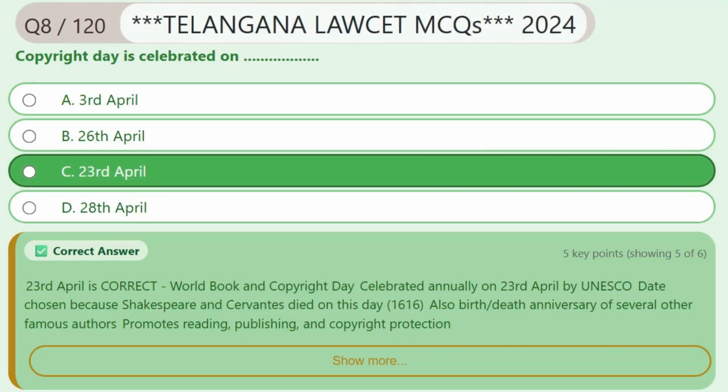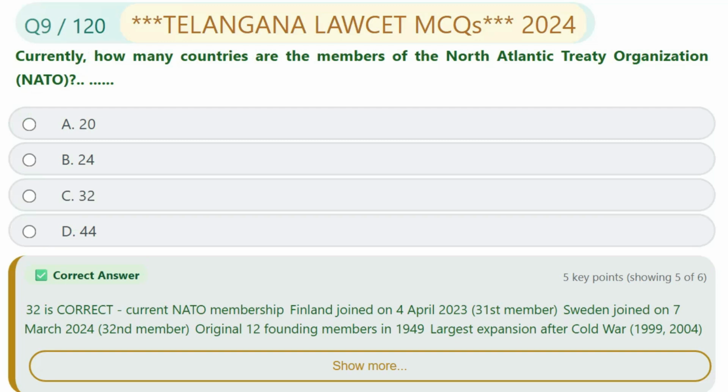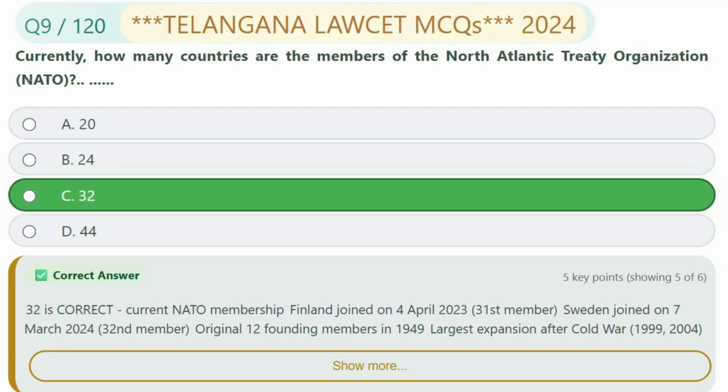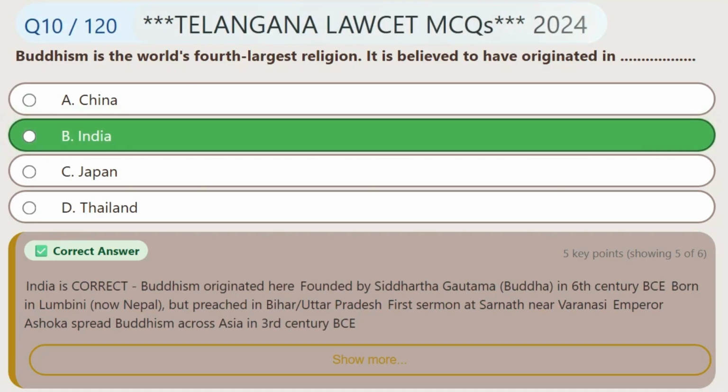Copyright Day is celebrated on April 23rd. Currently, how many countries are the members of the North Atlantic Treaty Organization, NATO? 32. Buddhism is the world's fourth largest religion. It is believed to have originated in India.